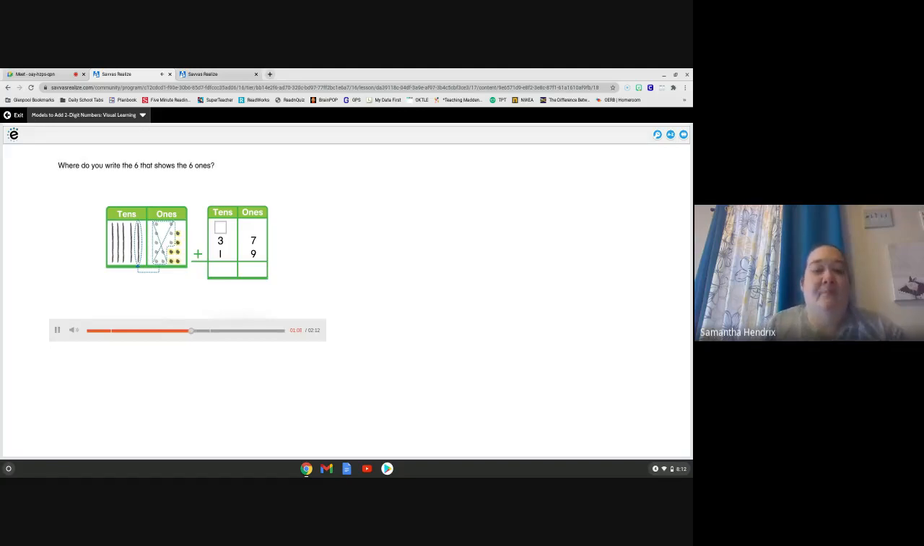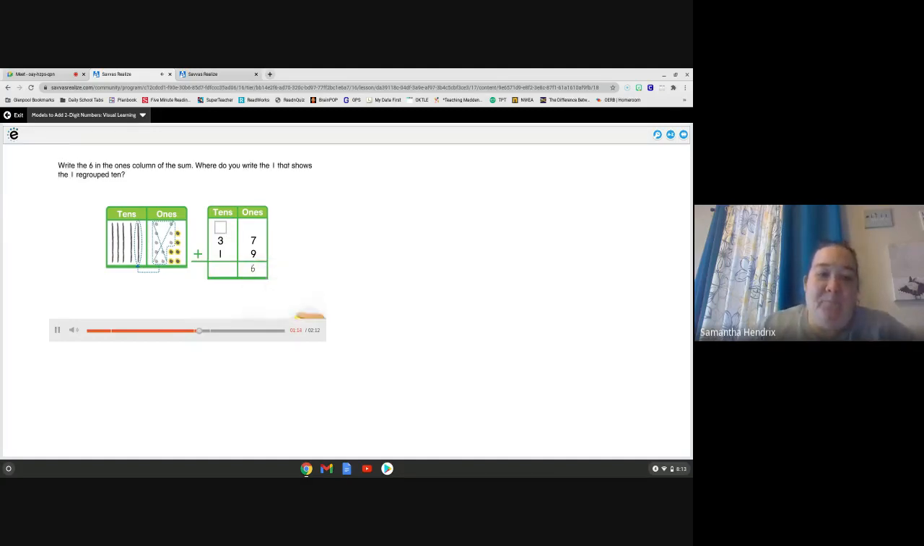Where do you write the 6 that shows the 6 ones? So where are we going to write? We cannot write 16 here, okay? We have to regroup, meaning when we get 10 of anything in a place value chart, we take 10 and bump it up to make the next one, okay? So we took 10 and bumped it up. So where do we write the 6 ones that are left? We write them in the ones.